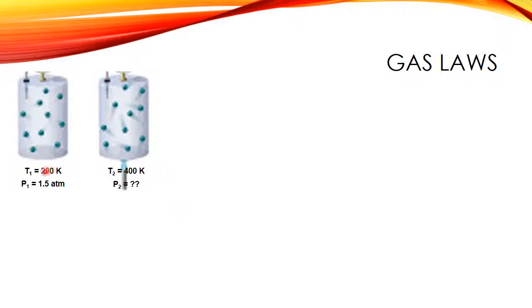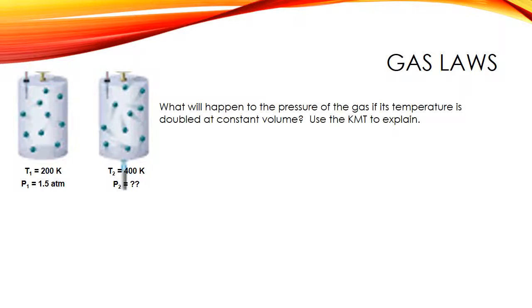So recall, if we're talking about the Kelvin scale, we actually have doubled the temperature, meaning we've doubled the kinetic energy of the particles that make up this substance. So if our initial pressure is 1.5 atmospheres, I want to know what the pressure is once we've doubled the temperature. So what will happen to the pressure of the gas if its temperature is doubled at constant volume? Again, try to use your kinetic molecular theory to explain.